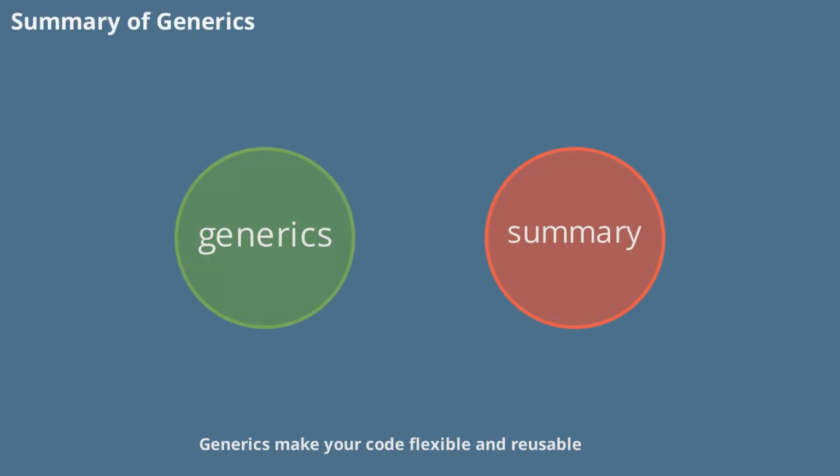Generics make your code flexible and reusable, while variance with in and out ensures type safety. Type inference reduces boilerplate, and reified types let you keep type information at runtime. Typealias makes complex code more readable. Together, these features make Kotlin a powerful language for modern development.